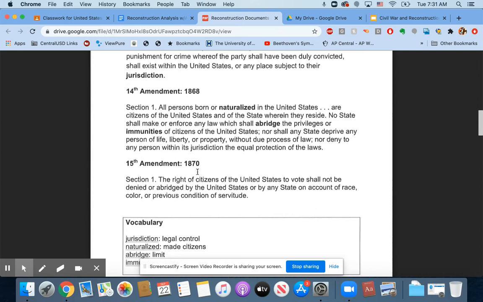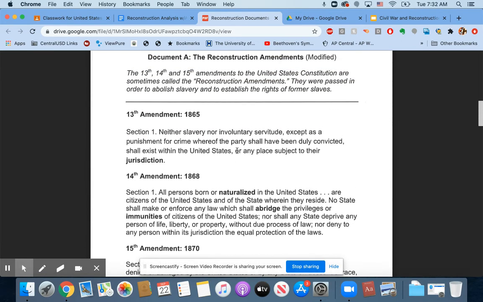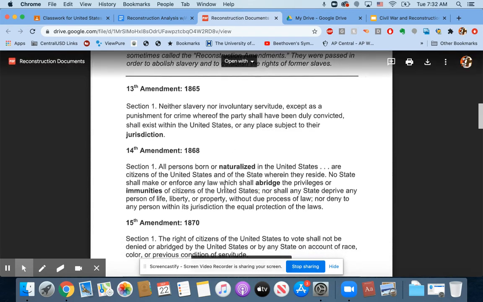15th Amendment, 1870. The right of citizens of the United States to vote shall not be denied or abridged by the United States or by any state on account of race, color, or previous condition of servitude. So this amendment basically is saying that the United States has to allow you to vote regardless of your race, your color, or previous condition of servitude, which means if you were previously a slave. So I've actually got a lot of evidence here in this document that says, yeah, African Americans were free. I could use evidence from any of these amendments to argue that.